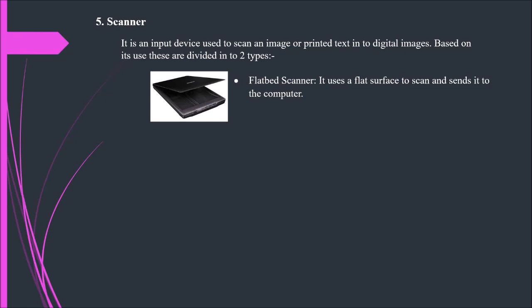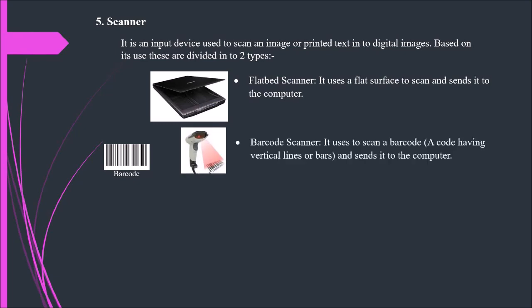The second category of scanners known as barcode scanners. You know about barcodes? Barcodes is a group of vertical lines or bars printed on a paper. We need barcode scanners to read these codes. So a barcode scanner is a scanner that is used to scan barcodes and send it to a computer.